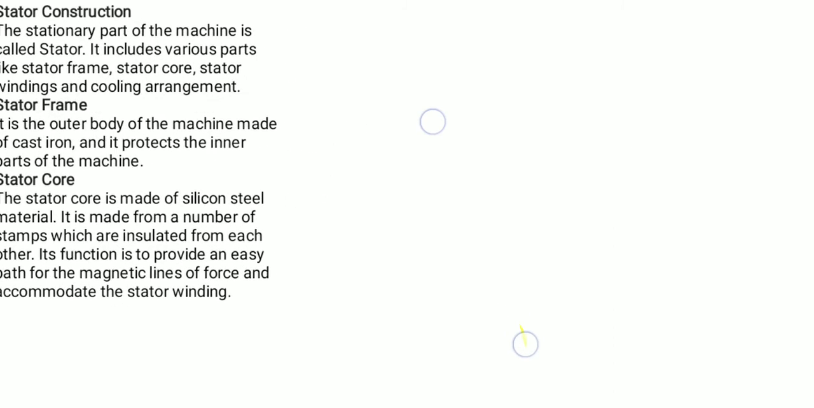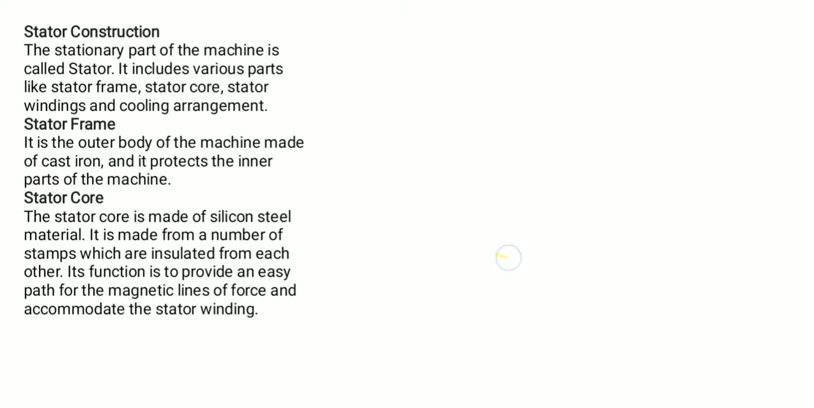Stator construction. The stationary part of the machine is called stator. It consists of stator frame, stator core, stator winding, and cooling arrangement. So stator frame is the outer body made up of cast iron and protect inner part of the machine. Stator core is made up of silicon steel material. It is made from a number of stamping which are insulated from each other. So its function is to provide easy path for the magnetic line of force and accommodate the stator winding.